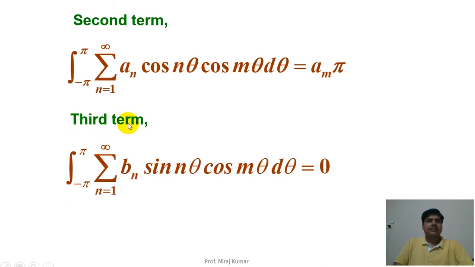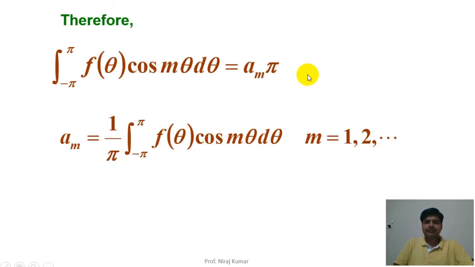And the third term is the integral from minus pi to pi of bn sin n theta cos m theta. So here sin and cos are multiplied together, so for any value of m and n, the integration will be 0. We have only am pi on the right side. So the left side is the integral from minus pi to pi of f theta cos m theta d theta, since cos m theta was multiplied, and on the right side we have got am pi.